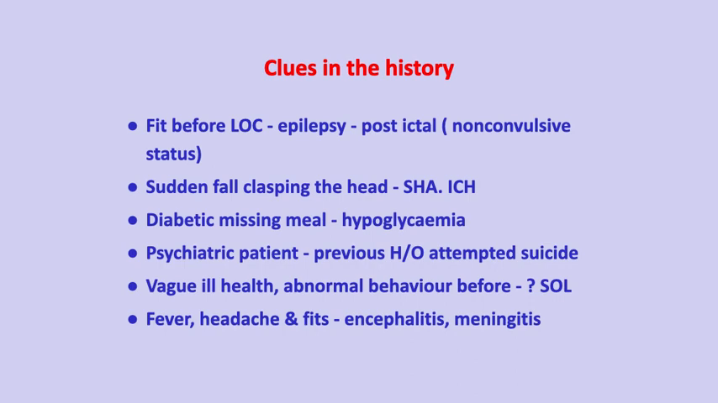If the story is a sudden fall clutching the head, this may be subarachnoid hemorrhage or intracranial hemorrhage. A diabetic patient missing a meal and presenting with hypoglycemia is not uncommon. In a psychiatric patient with a previous history of attempted suicide, you have to think of overdose and other causes. Vague ill health or abnormal behavior before may indicate a space occupying lesion or tuberculous meningitis and other chronic infections. Fever, headache, and fits may indicate encephalitis or meningitis.